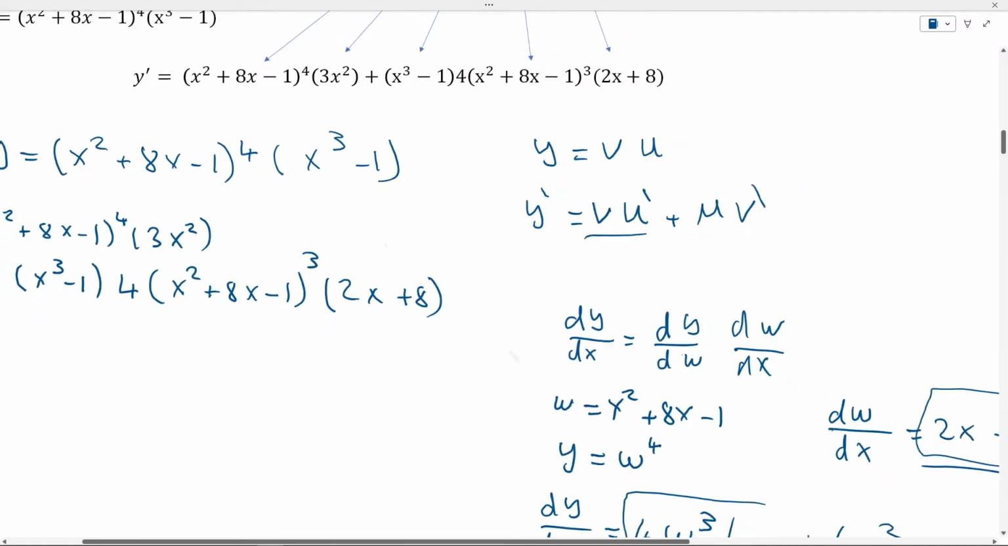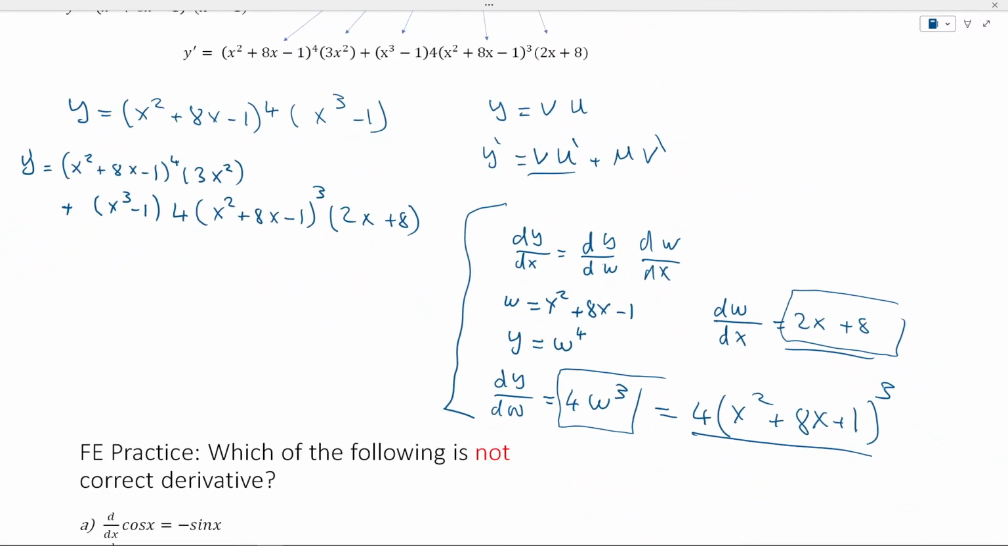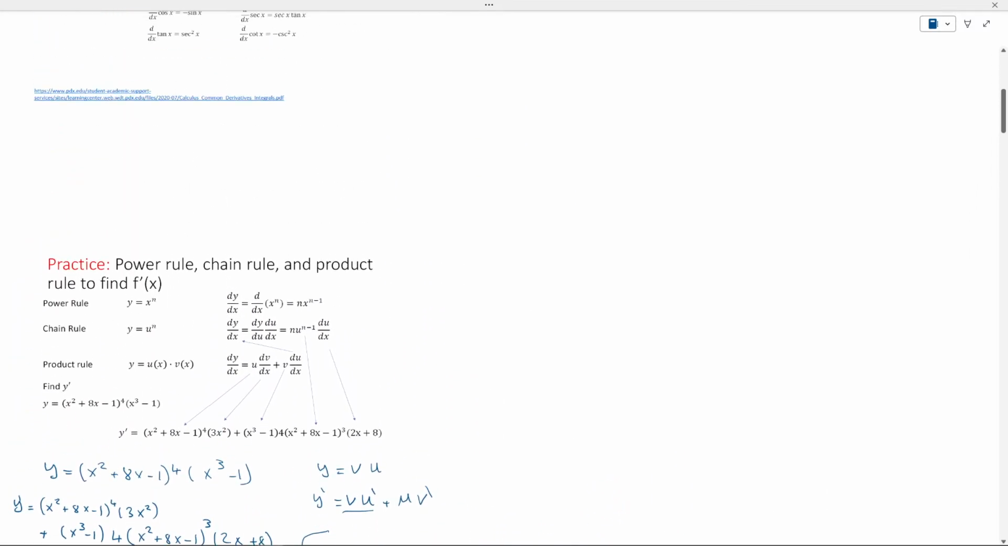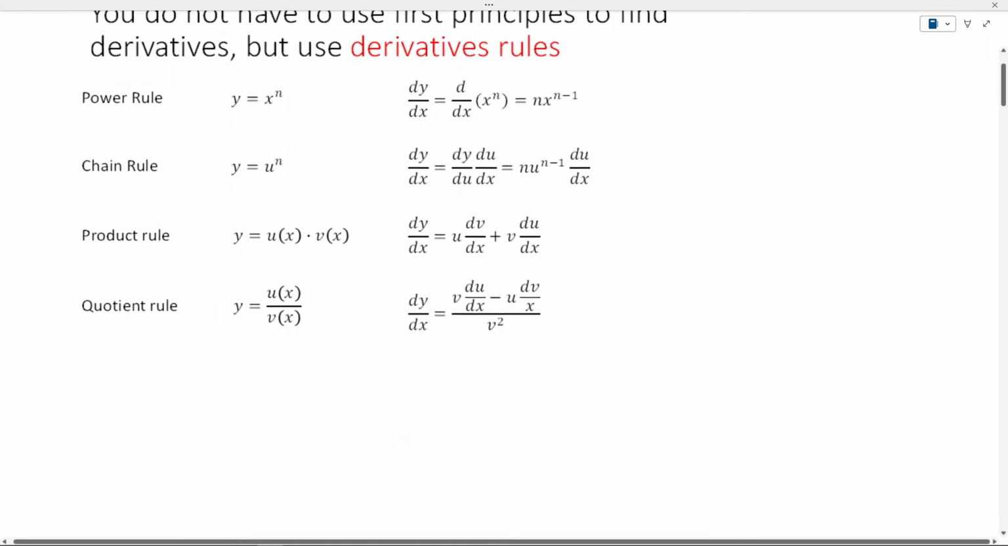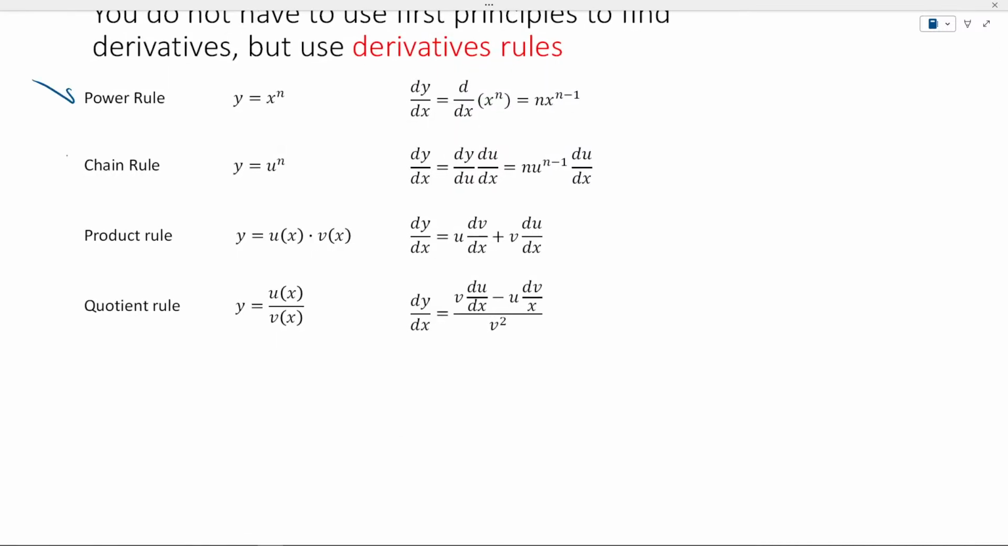If you don't have experience, just do it step by step, use the chain rule as I did here. This is the same as what I did here. This one is with experience, and this one is detailed, using the chain rule. So what did we learn so far? This problem is nice because you learn the power rule, the chain rule, and the product rule.